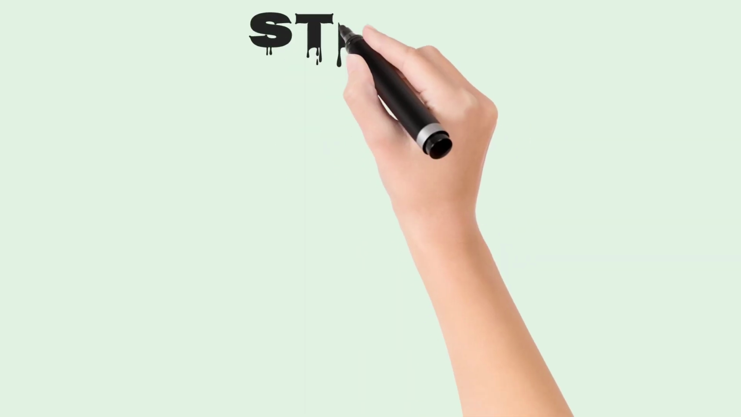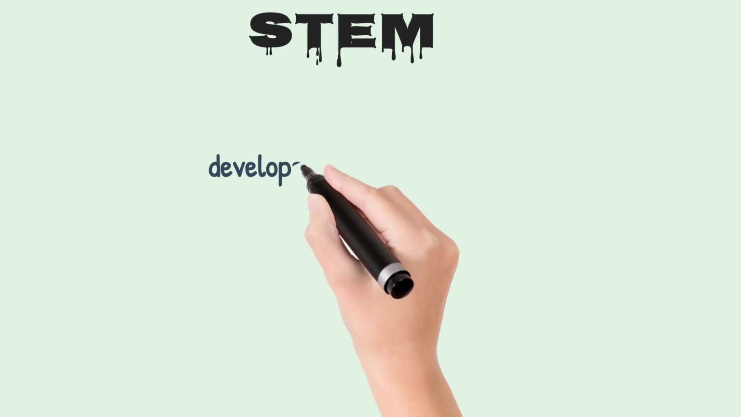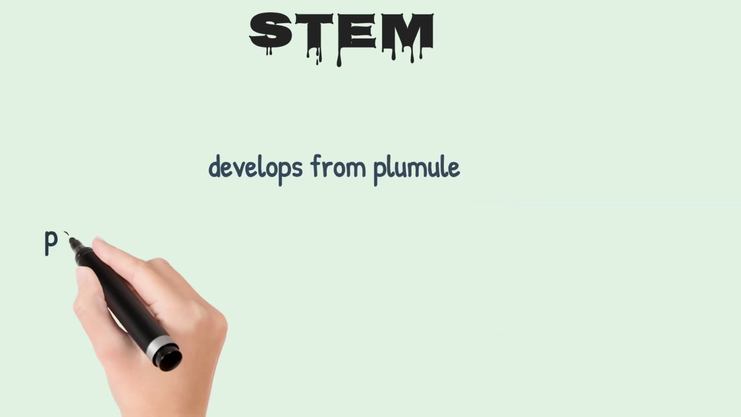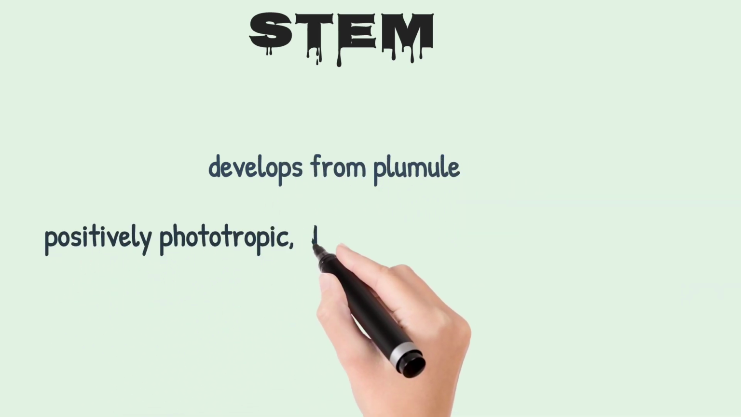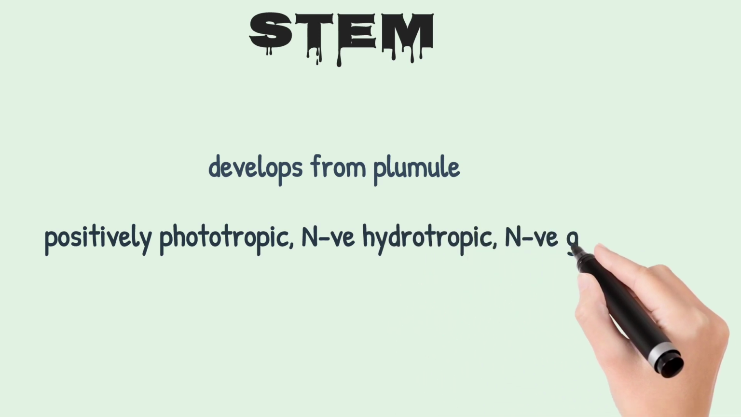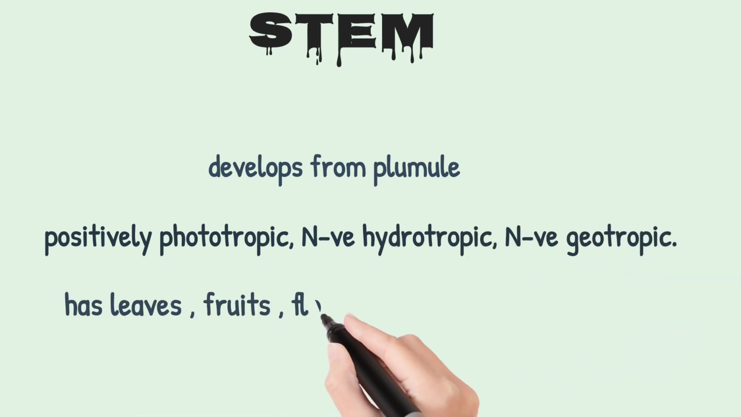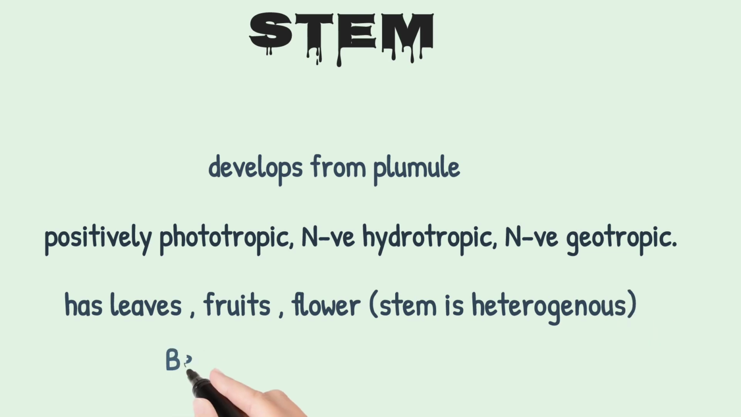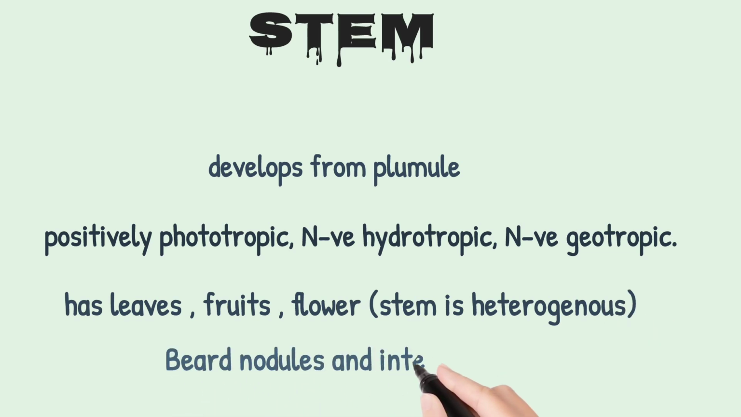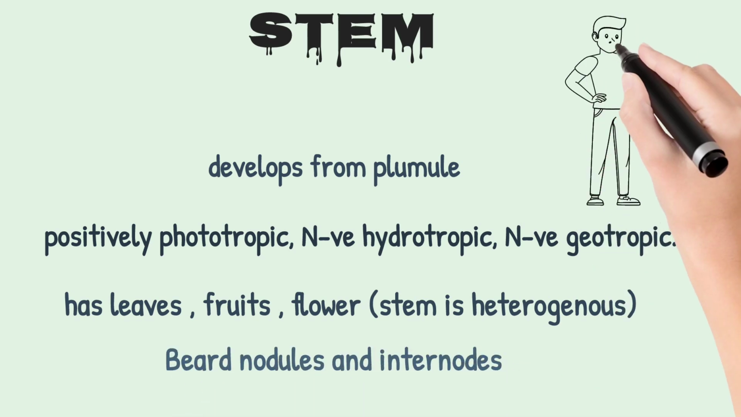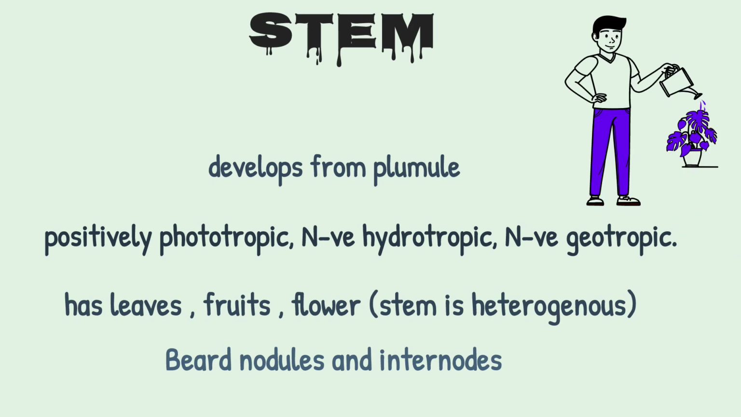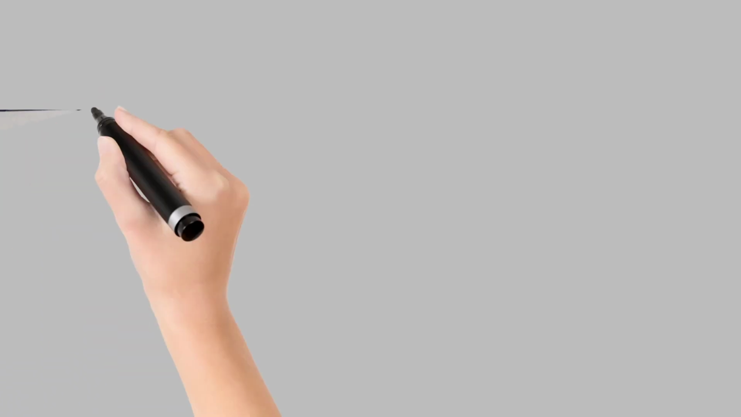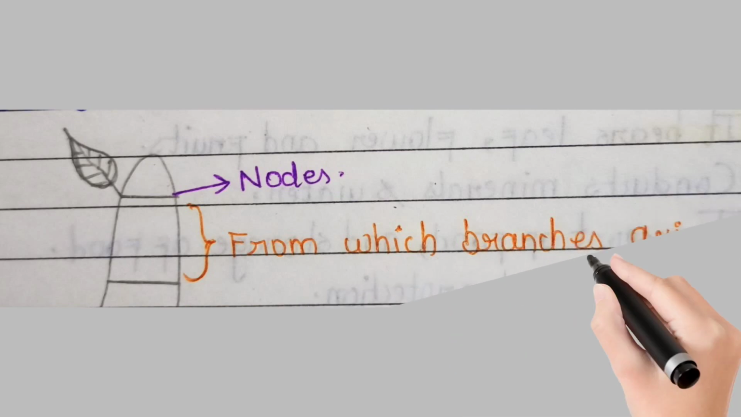Stem is an ascending part of the plant axis which develops from the plumule. Stem is positively phototropic, negatively geotropic and negatively hydrotropic. Stem bears nodes, internodes, branches, leaves, fruits and flowers. That is why stem is heterogeneous. Branches arise from internodes, means from between the nodes.